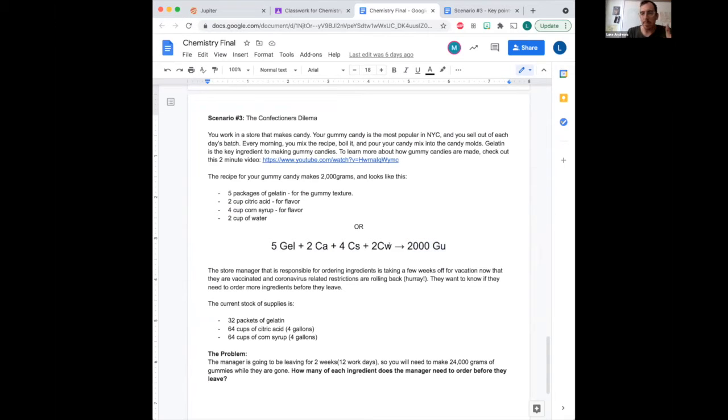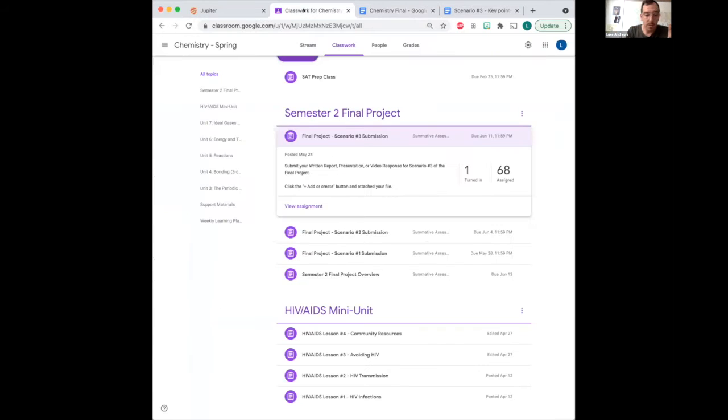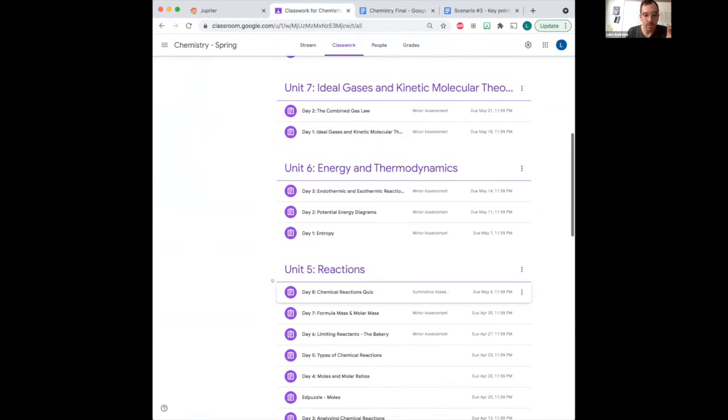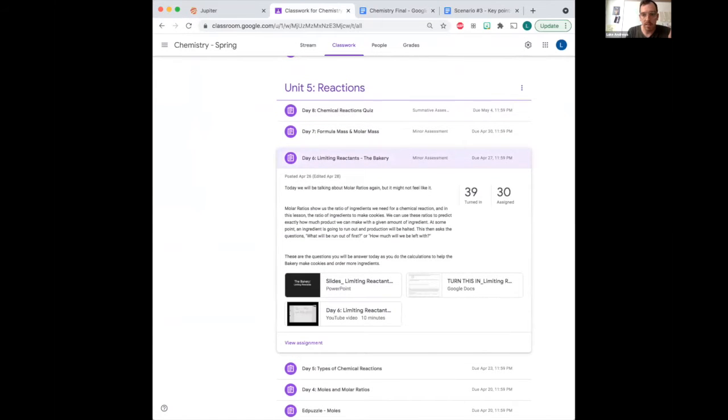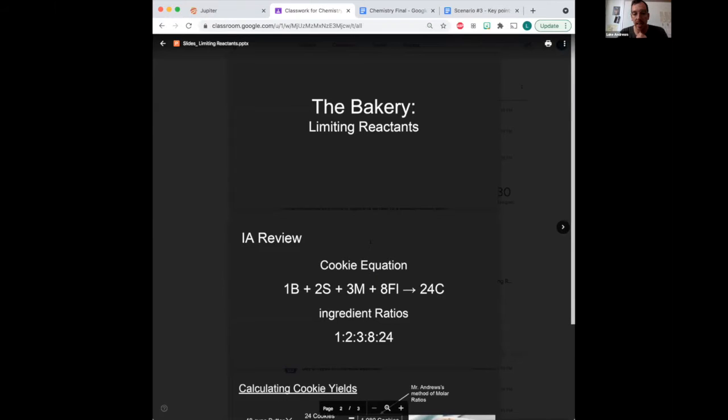Is this ringing any bells of an assignment that you have previously seen before? You have seen it before. You've seen almost this exact setup in this assignment. So for the limiting reactants bakery, that is the assignment that is most tightly linked to this. So I have a 10-minute video here where I do a bunch of the calculations, and we have these slides.